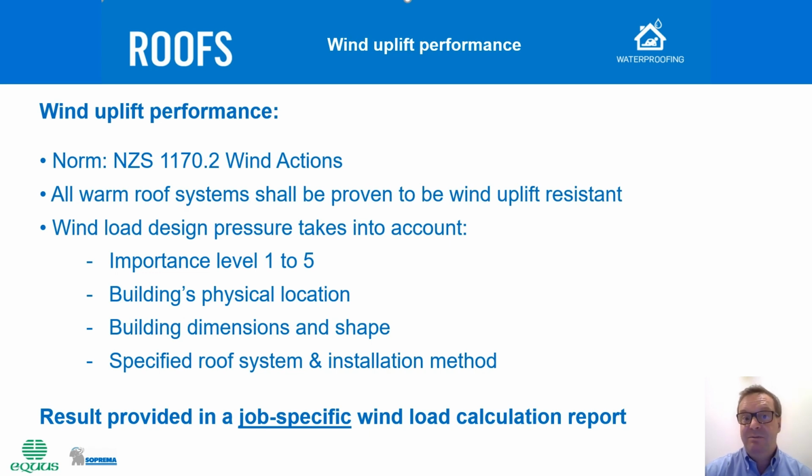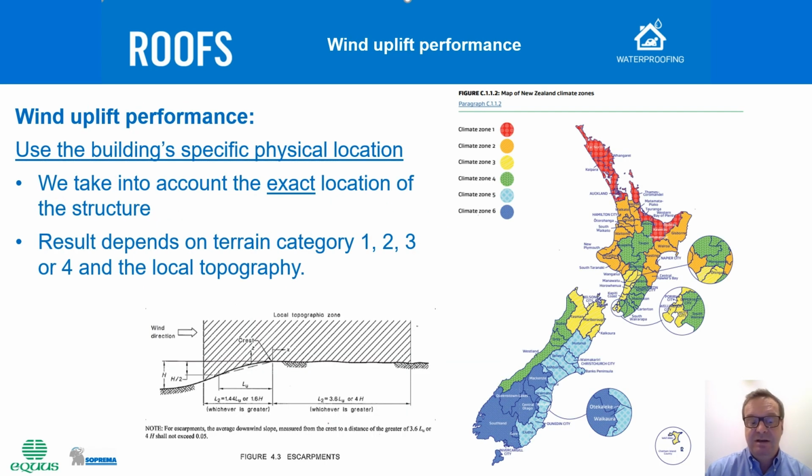The fact that every building is in a different location, it might be positioned on a hill. We have to take into account all these different parameters. As you can see, the topography of the location of our building will influence the actual wind load design pressure. For that reason, we make a job-specific wind load calculation for your project. We need to know the wind load design pressure because that relates back to the different ways of installation which I covered earlier in this presentation.